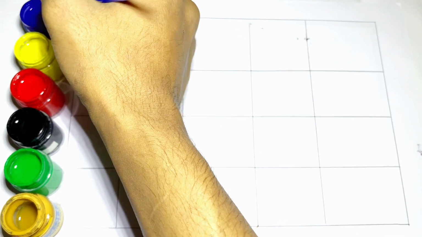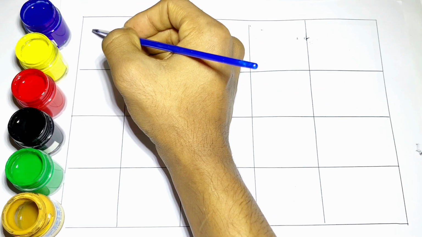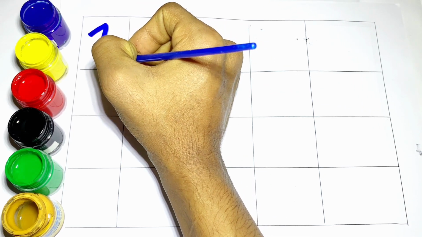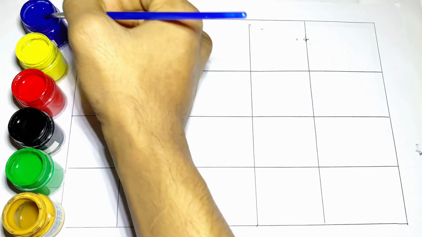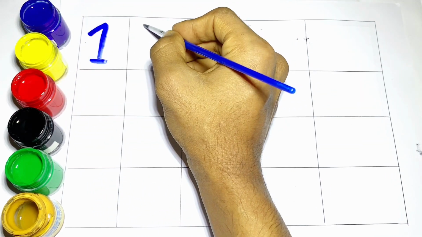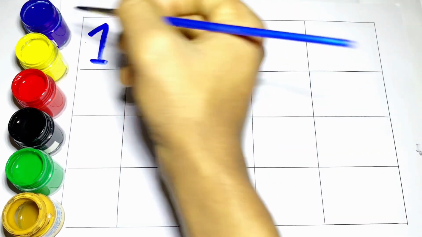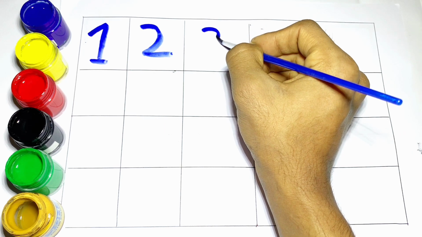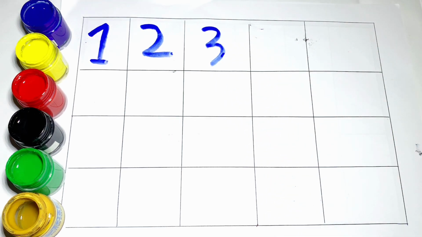Kids first draw 1. The numbers of 1 and use blue color. O-N-E, 1. Kids again use blue color and draw 2. T-W-O, 2. Kids now draw 3. The numbers of 3. T-H-R-E-E, 3.